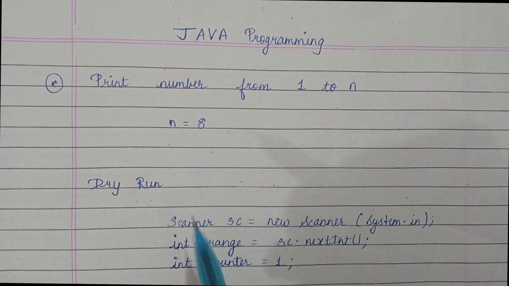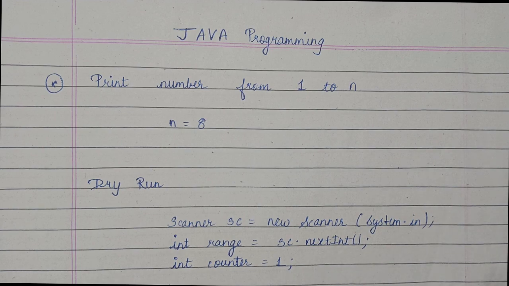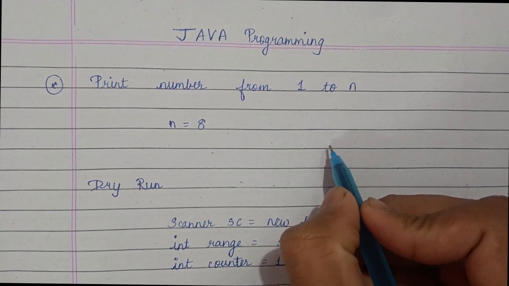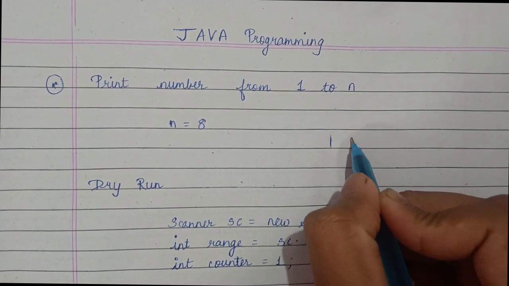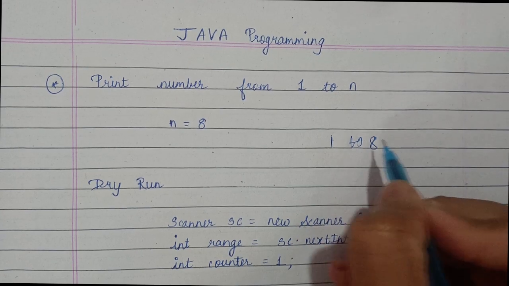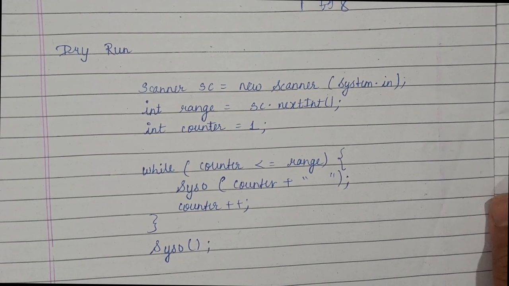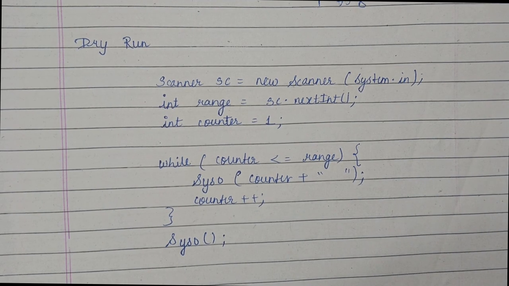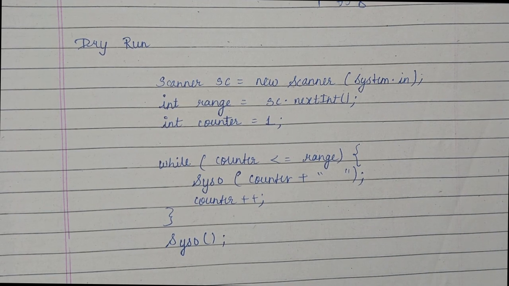Suppose we are given a number, the nth number, as 8. Suppose we have to print the numbers from 1 to 8. Here is the code to print the numbers from 1 to 8, or 1 to n. So let's run it and see how the output will come in our console.